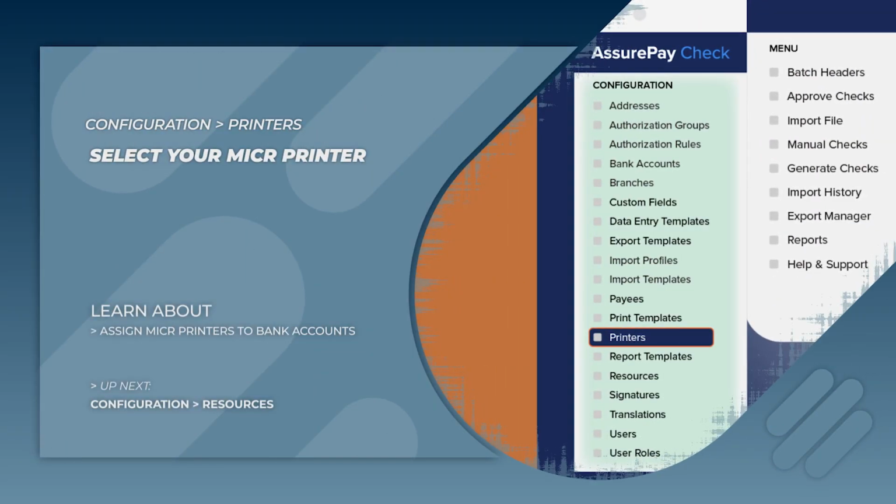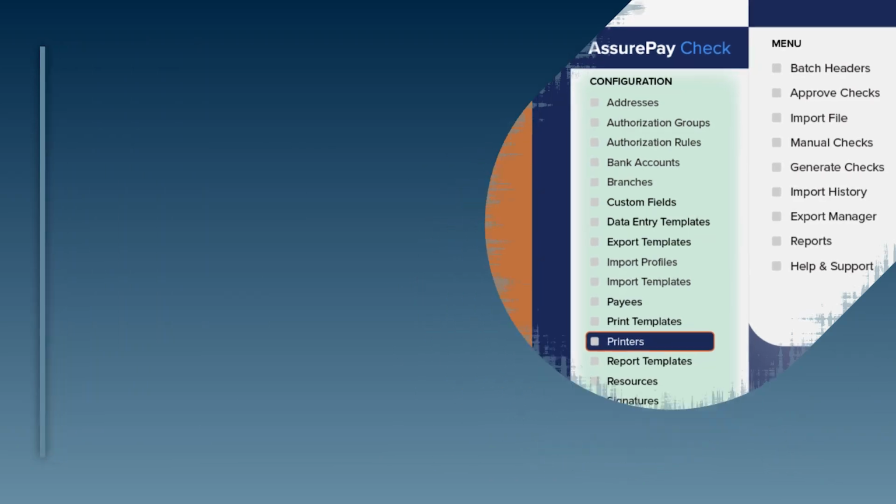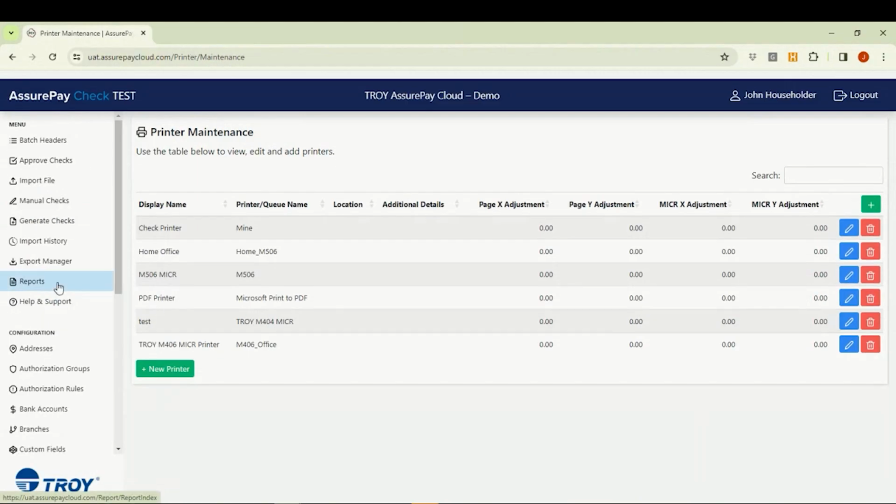Printers. The Printers tab will define your microprinters to be selected within your account. These can be assigned in the Bank Account tab.